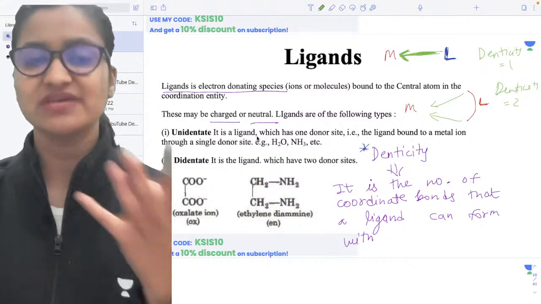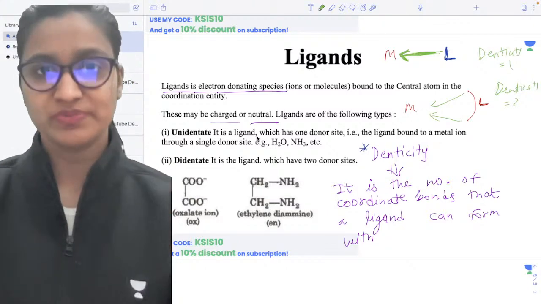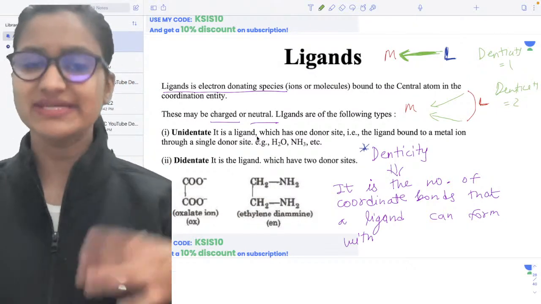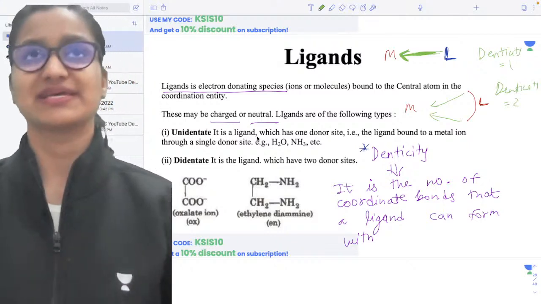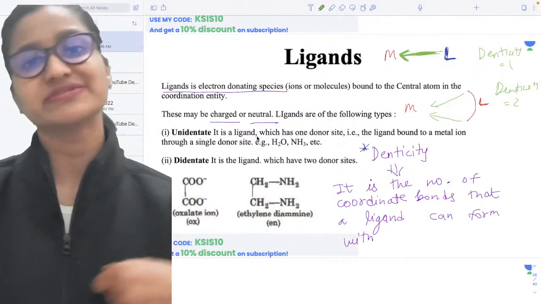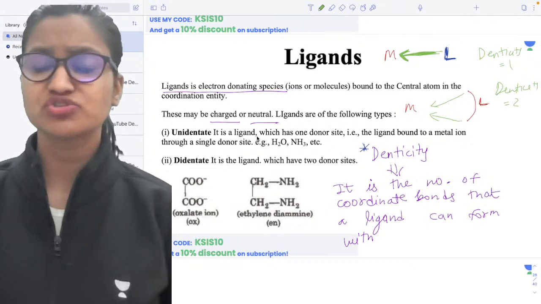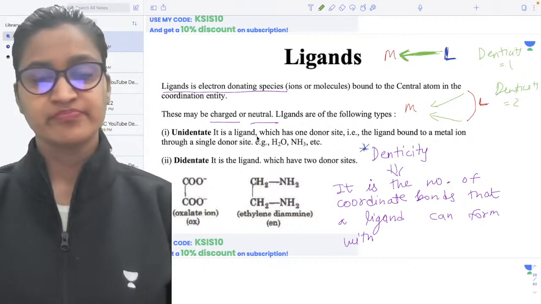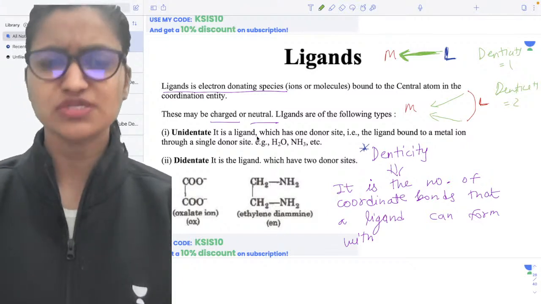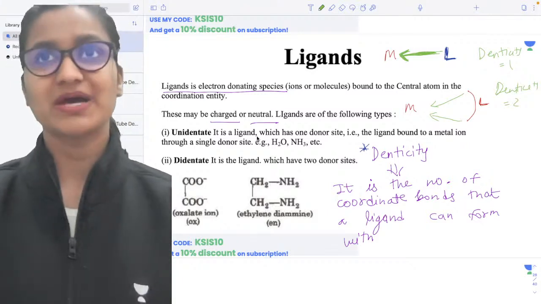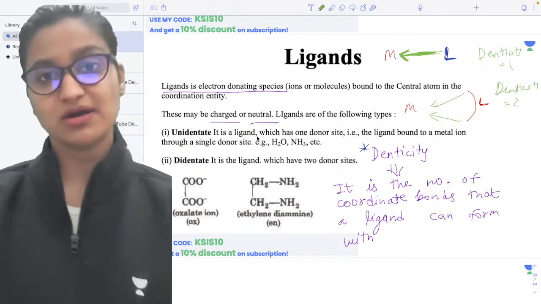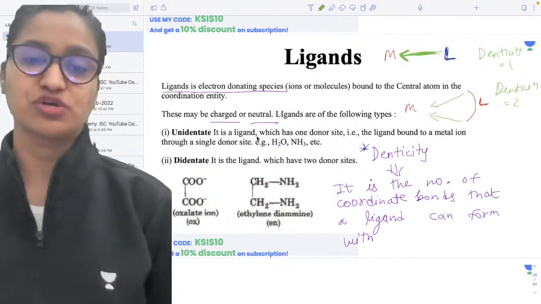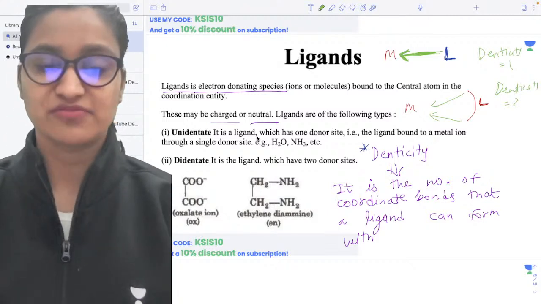What will be the case in neutral ligands? They would have an extra lone pair, right? So that lone pair is donated and the ligand forms its bond with the metal. But ligands can be positive also. Now you will be like, ma'am, if it has a positive charge itself, meaning it is electron deficient, then how can it donate electrons? But I'll let you know how this can happen. Okay, so ligands can be charged or neutral, and ligands are of the following types.